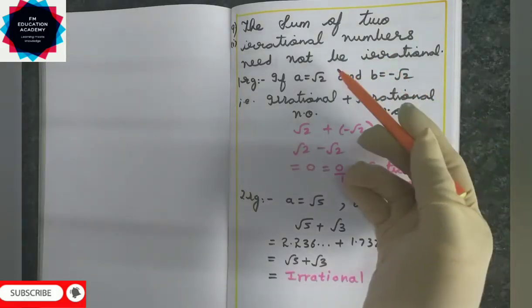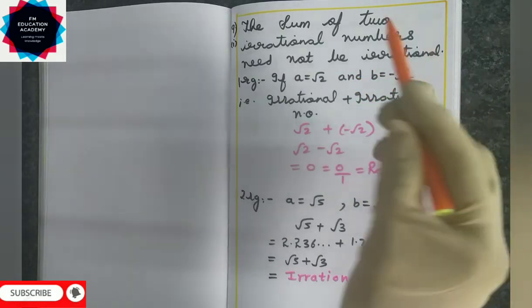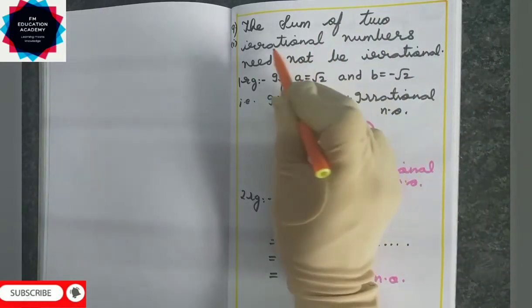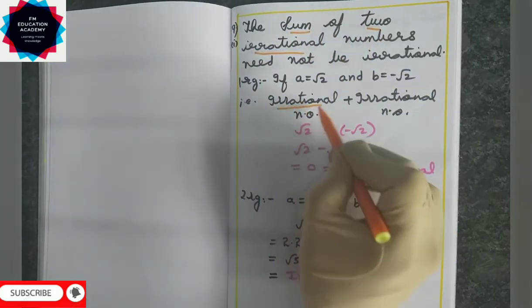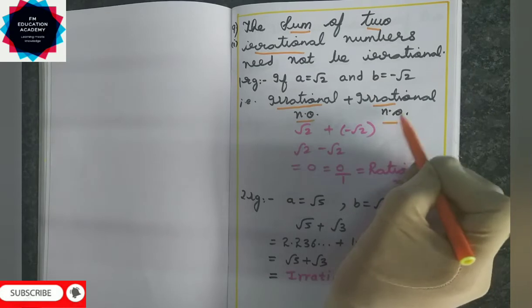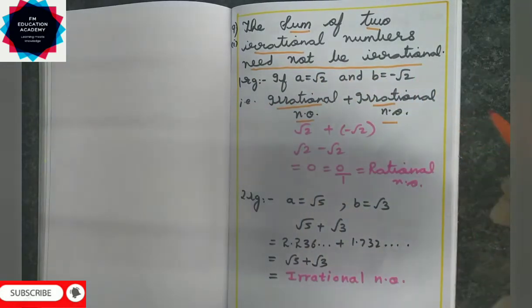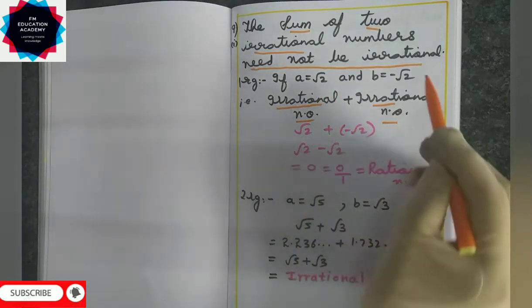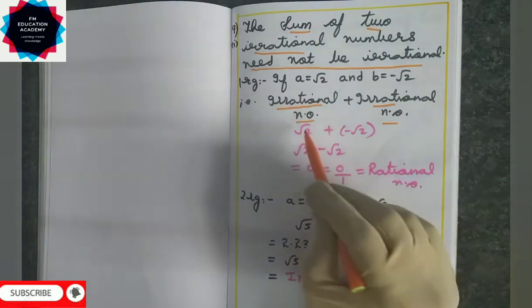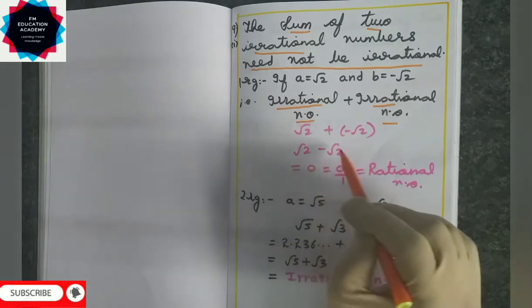The sum of two irrational numbers need not be irrational. Okay, this is different. If I take two irrational numbers and add them, it is not necessary that I will get an irrational number as the result. I may get a rational number or I may get an irrational number. For example, I am considering one irrational number as root 2 and another irrational number as minus root 2. When I add both irrational numbers, root 2 as it is, plus into minus is minus, so root 2 minus root 2 is 0.